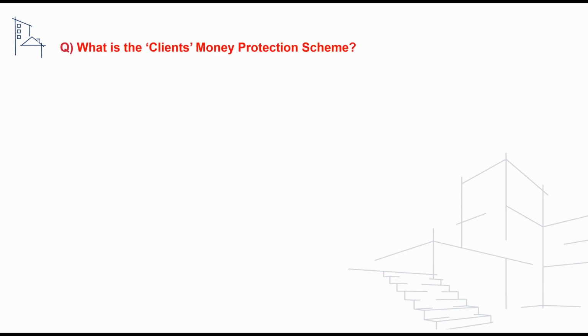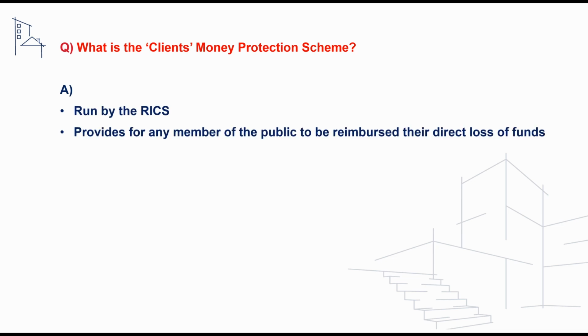A follow-on question we may be asked in relation to this is what is the Client's Money Protection Scheme? And to address this, we would need to say that this is a protection scheme that is run by the RICS, and this provides for any member of the public to be reimbursed any direct loss of funds, and this is provided through the RICS insurance policy.